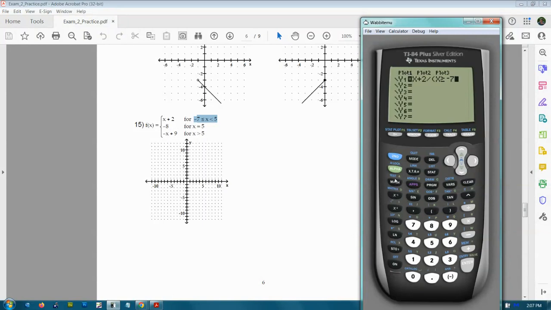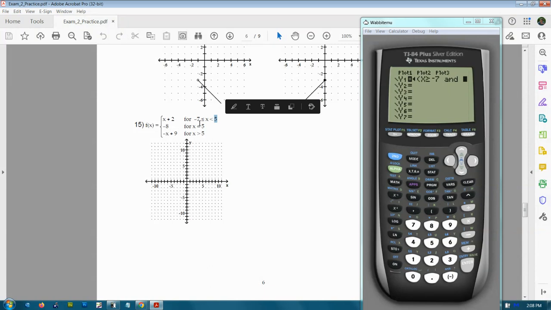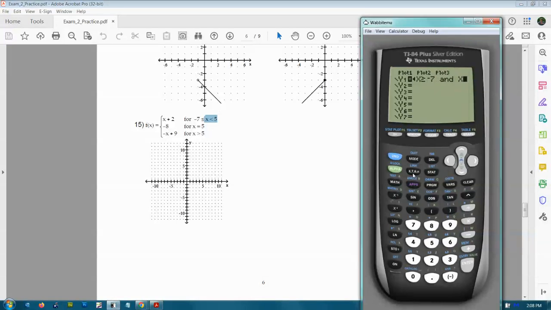Then I want the conjunction here. Second function, math, go to logic, and number 1, and I'm going to write this just the way I see it here. X is less than 5. Just the way I see it. The first part I had to reverse the order. So we got here x is less than, second function math, less than is number 5, less than 5, close parenthesis.